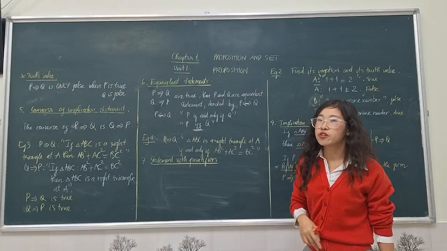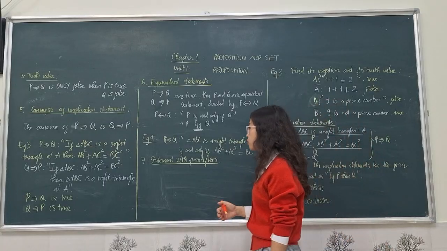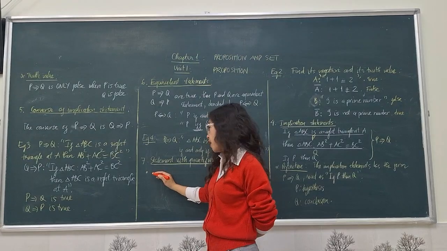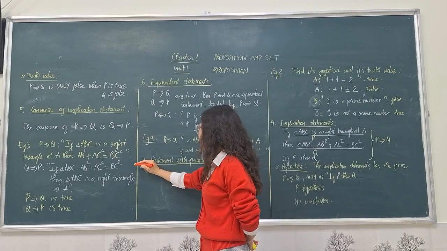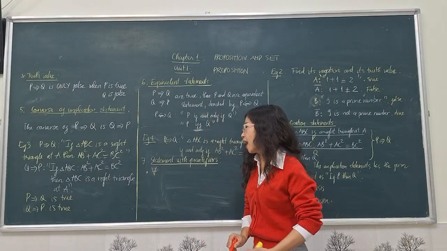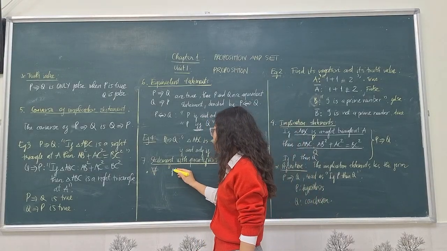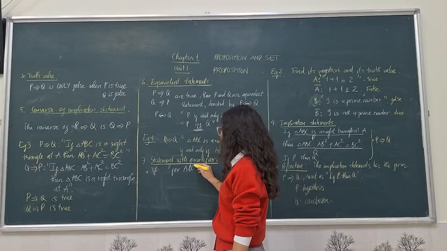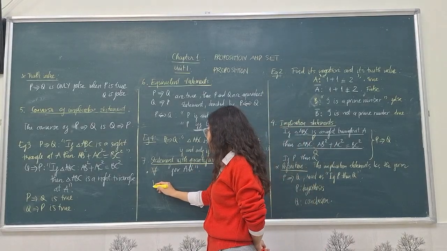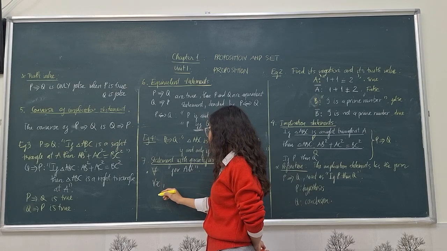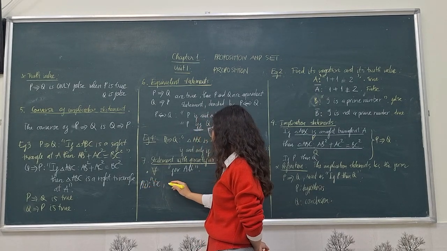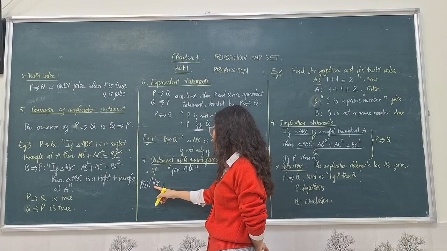We have 2 quantifiers in this section. The first quantifier is written with notation like this, and it's called "for all." In a statement we can write something like this: for all x, P(x).